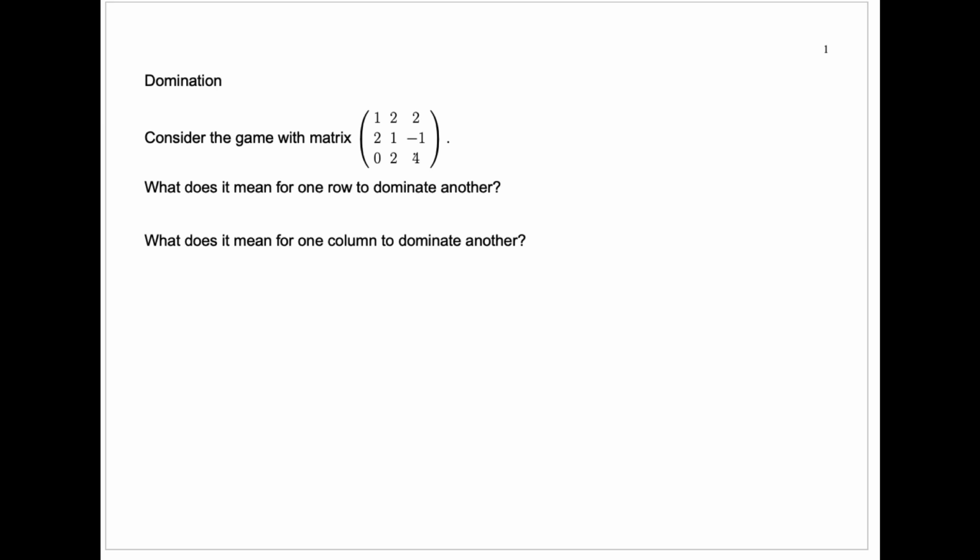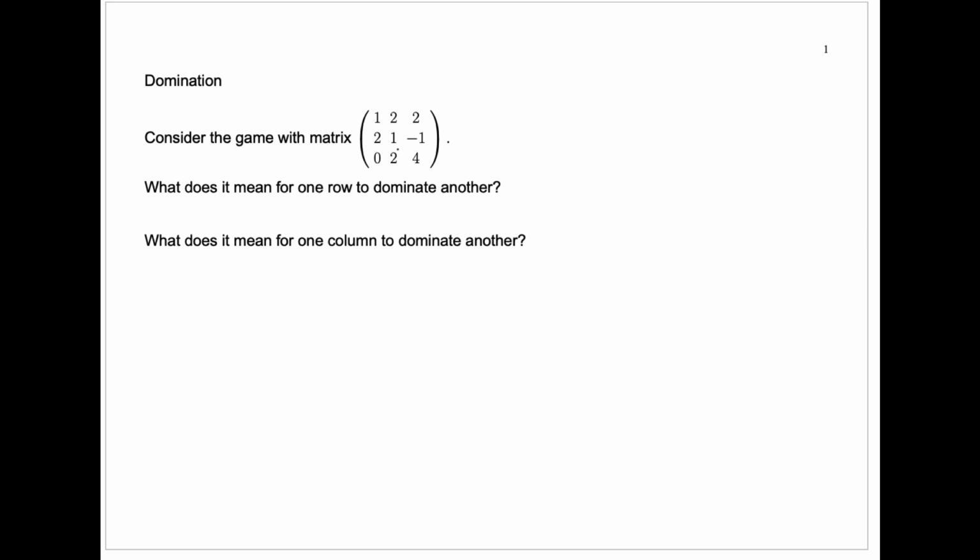What does it mean for one row to dominate another? Well, in general, what it means for one row to dominate another is that each entry in that row is greater than or equal to the entry in another row. So let's look here. Does row 2 dominate row 1? This 2 here is bigger than the 1 up here, but the 1 is not bigger than the 2, or not even greater than or equal to the 2. Neither is the -1 greater than or equal to the 2. So row 2 doesn't dominate row 1, and it's clear row 1 doesn't dominate row 2. Similarly, row 3 doesn't dominate row 2, and row 2 doesn't dominate row 3, and you can check rows 1 and 3. There's no domination among the rows.